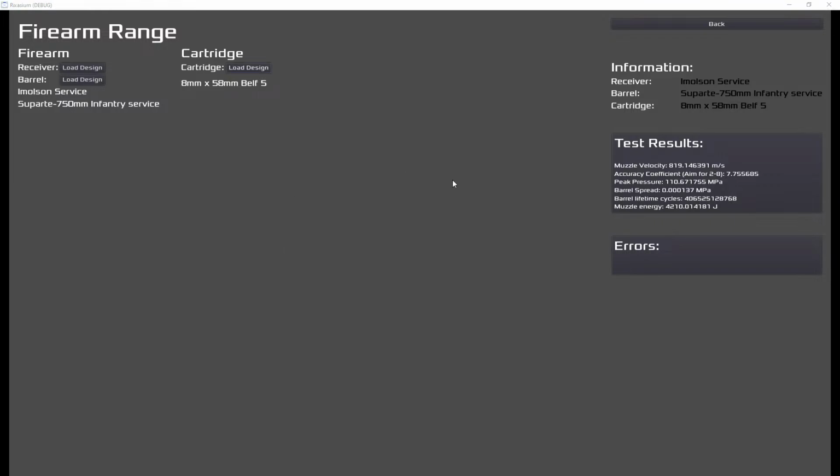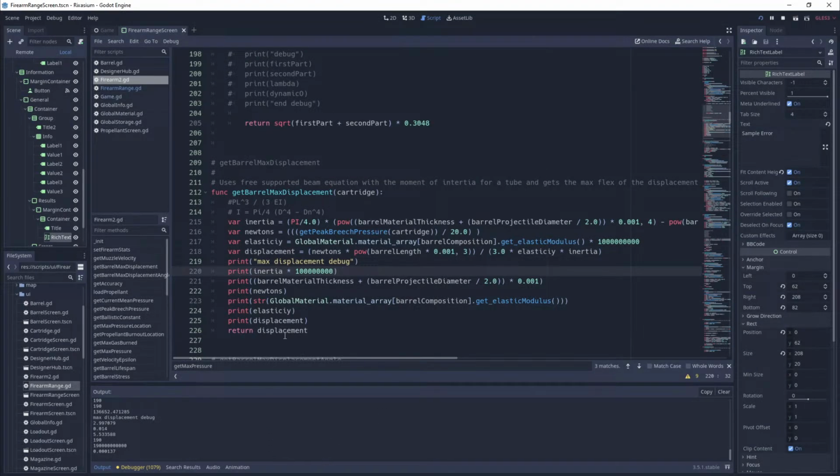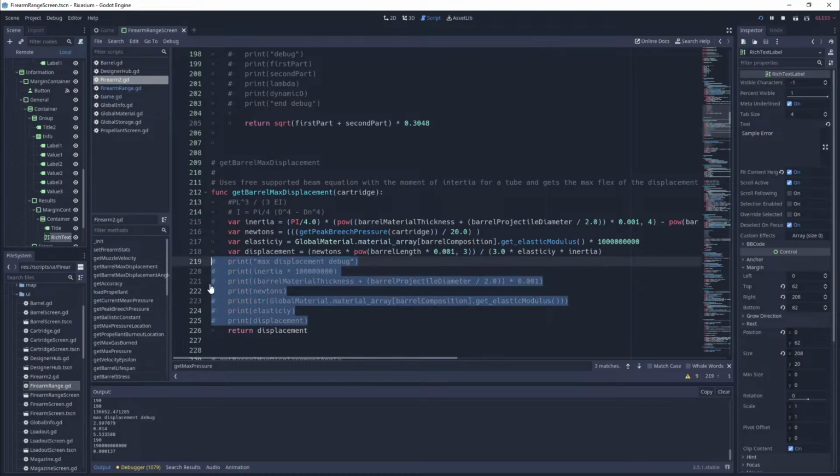Okay, so we have a 1mm-ish deflection. Or 0.1mm-ish deflection. Yay! I don't need this anymore. Thank you for your service, debug comments. You will be sorely remembered.